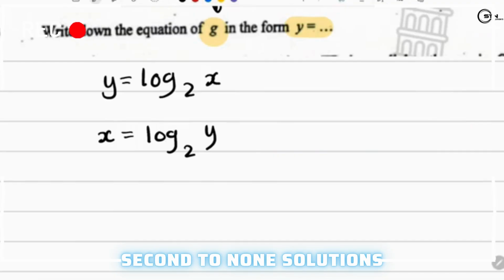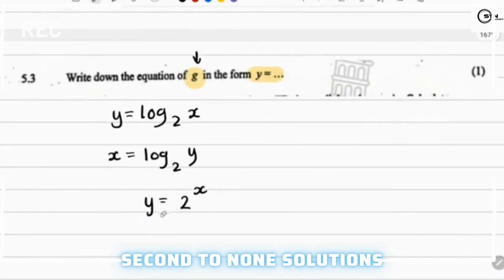That's all. Now, the only way to put y as your subject is to put this back in exponential form. So I'm going to look at where my base is. My base is 2, so 2 is my base. And remember what the exponent is supposed to be? The number it's equal to, because the log graph always makes the exponent your subject. So we have x there, and then what is it equal to? It's equal to the y. And there we go. That is our equation of g in the form of y is equal to.